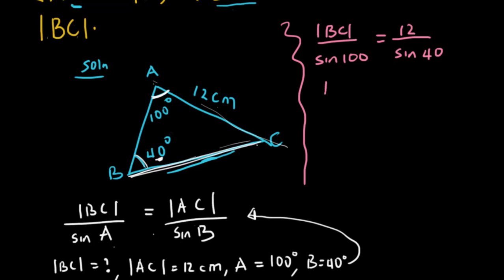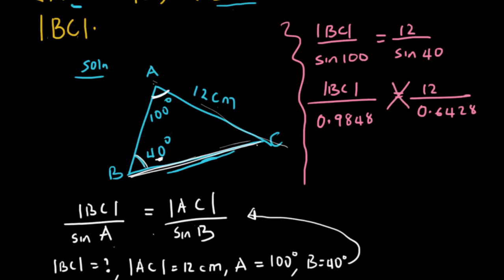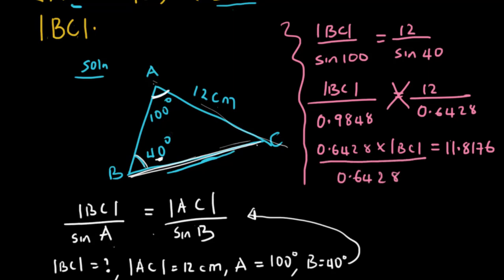So we have line BC over sine 100. You can do that with your calculator. Sine 100 is 0.9848, equals 12 over sine 40, which is 0.6428. Now we are going to cross multiply. So we have 0.6428 times line BC equals 12 times 0.9848, which is 11.8176. To find line BC, we divide both sides by 0.6428.